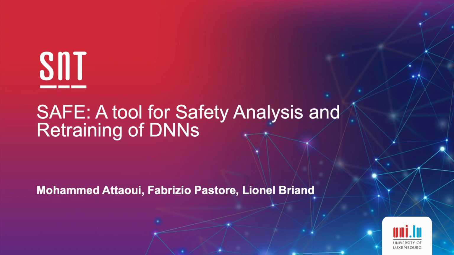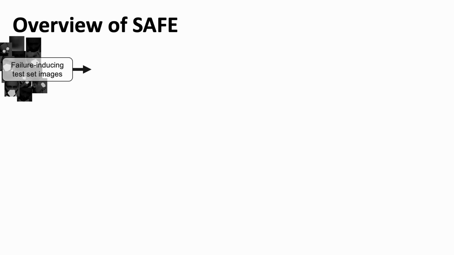Hello everyone, this is the presentation of SAFE, which is a toolset based on a black box approach for the identification of root causes for DNN failures and DNN retraining. SAFE takes as an input a set of images that led to DNN failures. It performs safety analysis and retraining in 6 steps.